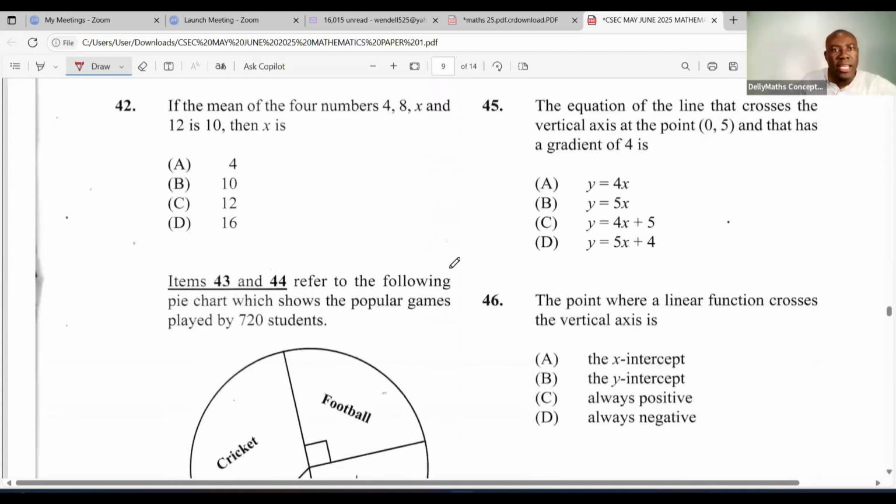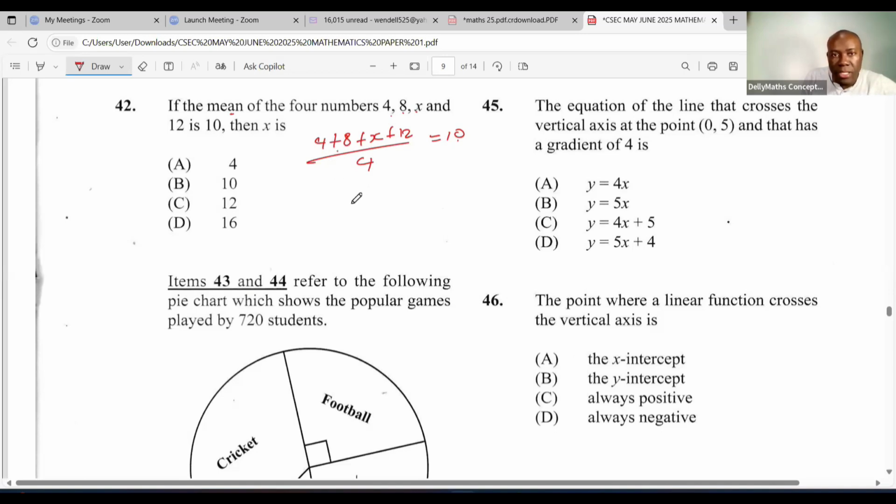So it says if the mean of four numbers is this, then what is x? So we're saying 4 plus this, plus this, plus this. When you divide it by 4, you get 10. That means the aggregate is what? 40, right? Because when you add up everything, it's going to be 40.